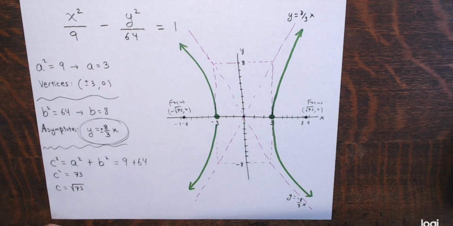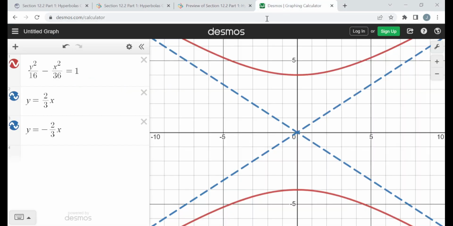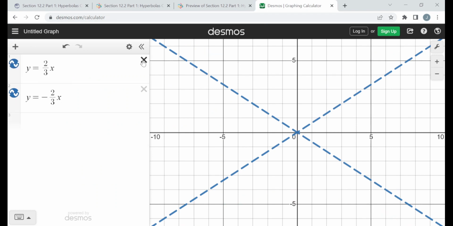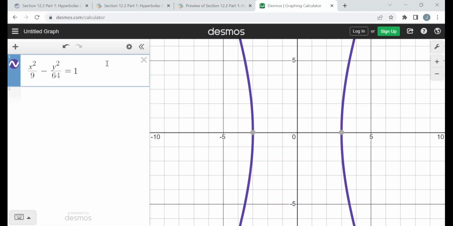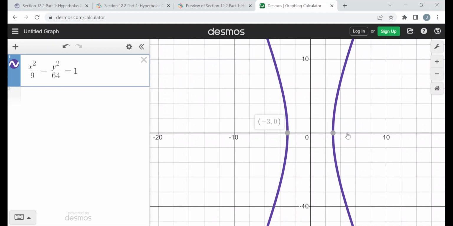And again, let's see how our thing looks compared to a better looking version. Back to Desmos here. I'll put in the equation we were given: x squared divided by 9 minus y squared divided by 64 equals 1. And yeah, there's those 2 branches, one opening to the left and one opening to the right. You see 3, 0, a vertex, negative 3, 0, also a vertex, so looks good.